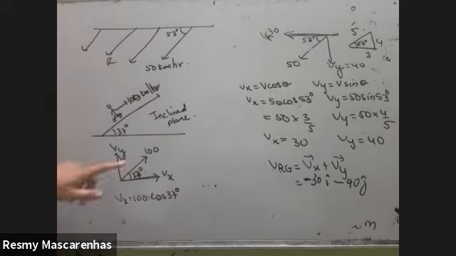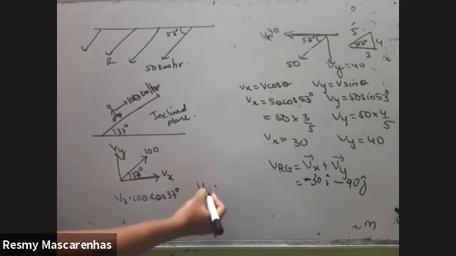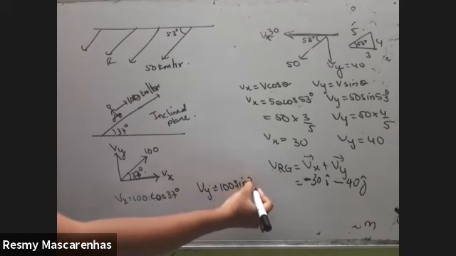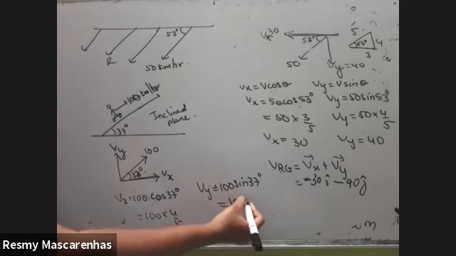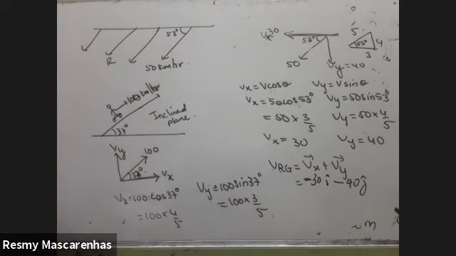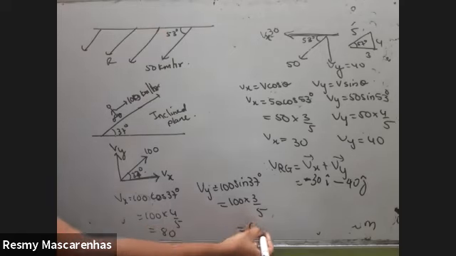Your main V is 100. And Vy will be 100 sin 37. So cos 37 is 4 by 5. This is 3. Now calculate. This will be 80. Will be 60. Now both are positive.